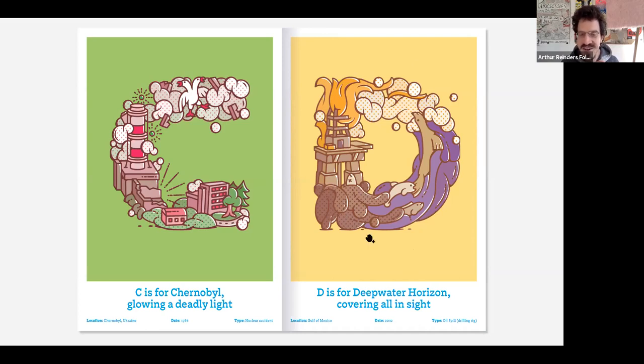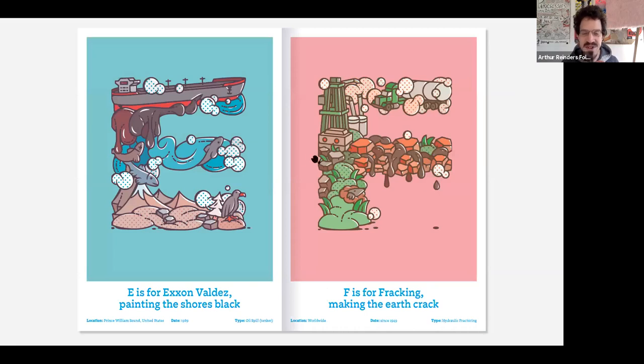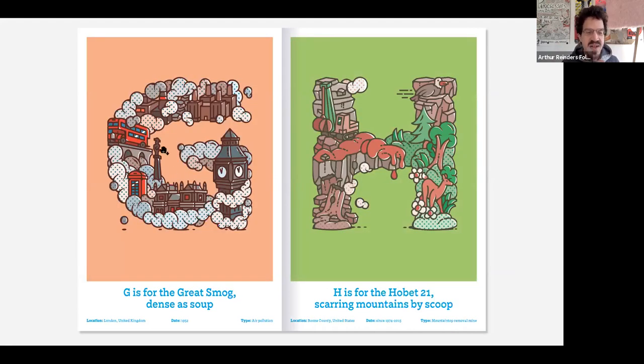Again, using my favorite cross-eyed fish. We just passed the E and the F. The G is the only one which is actually, together with perhaps two others, focused really on human habitat. Here it's for the Great Smog in London.